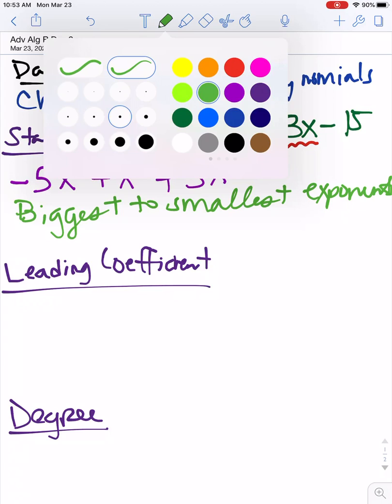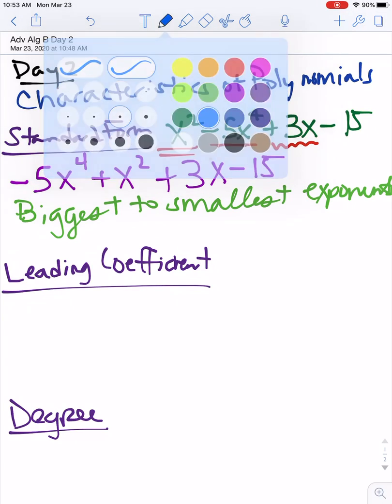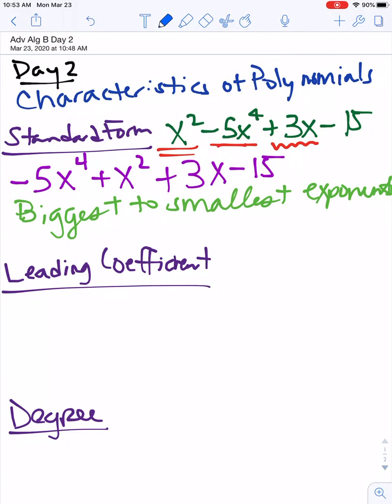Now the leading coefficient, I think that this sounds way more intimidating than it is. All right. It's just the number that's in front of the biggest term of x, or the biggest power of x. So if I go back to my example up here, I can see I have an x to the fourth term. That's my biggest term. So the number in front is my leading coefficient. All right.